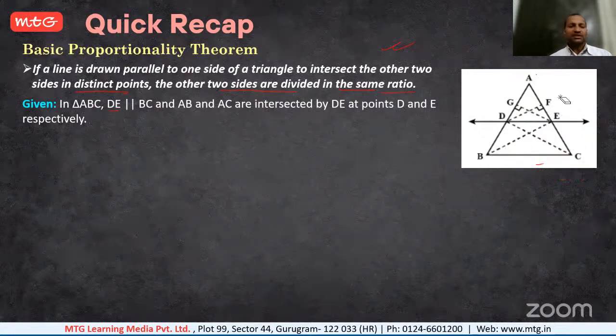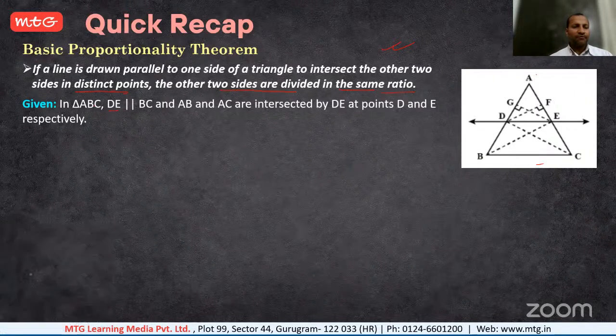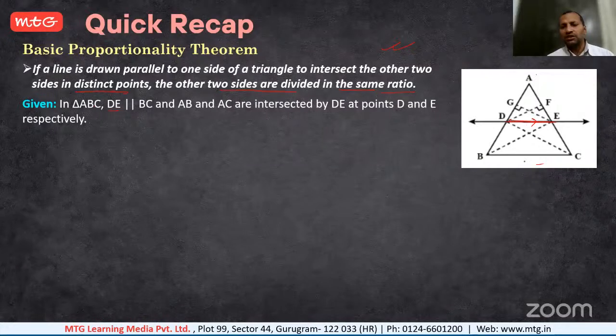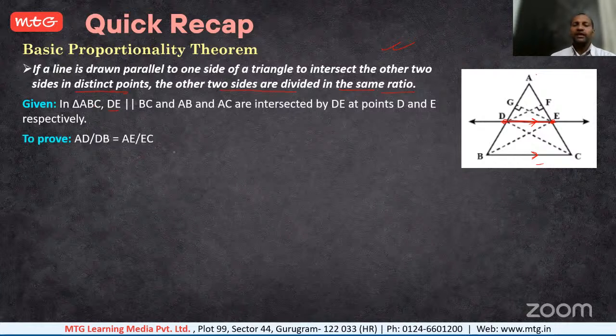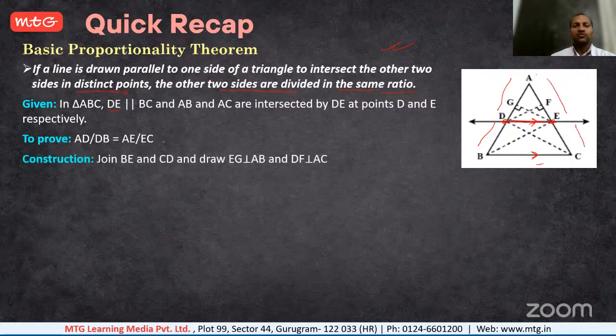Okay. So here this triangle is ABC. Fine. And DE is parallel to BC. So here DE is drawn parallel to the other side BC. Okay. And AB and AC are intersected by DE, AB at point D and AC at point E. Okay. So now what do we have to prove? AD by DB is equal to AE by EC. Okay, so this one we have to prove.